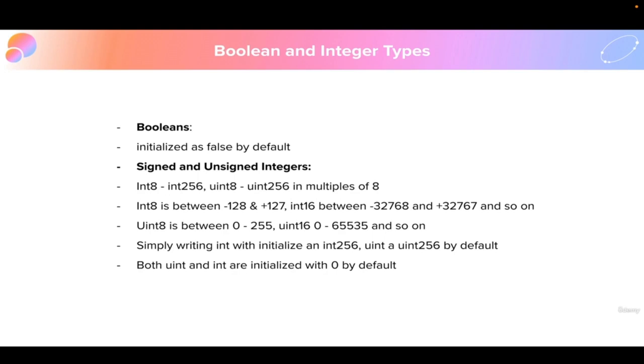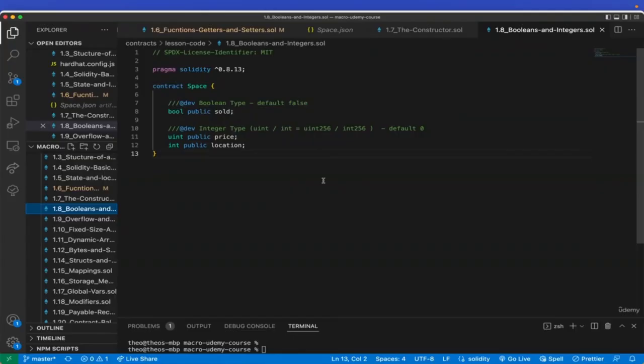Let's take a look at some code. This contract has 3 variables. On line 8, we have a bool public sold. Sold will be initialized with false by default. Then we have a uint public price and an int public location. Integers will always be default 0. Now you know how to instantiate Boolean and integer types in Solidity.